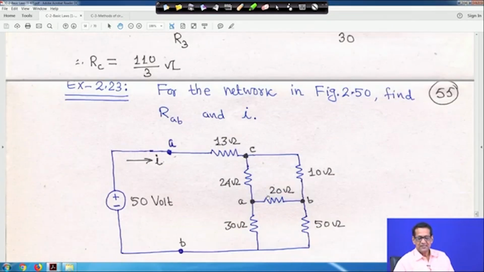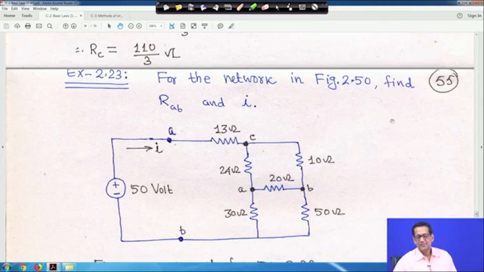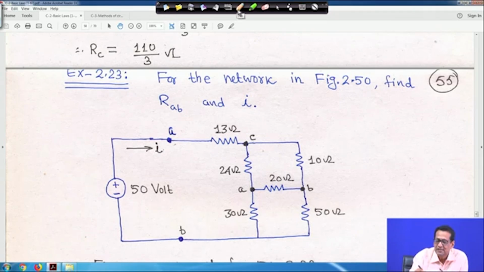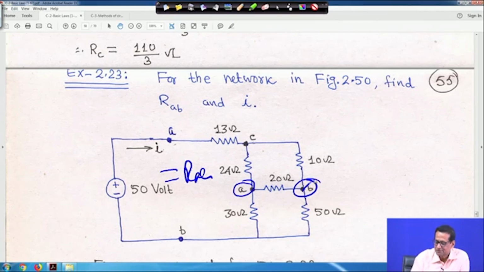So, this is another circuit: for the network in figure 50, find RAB and I. Just one thing here, one small error is there. You have to find RAB, meaning this RAB; here this one you ignore. So, I cut it, this is not there. So, RAB means this RAB, right.